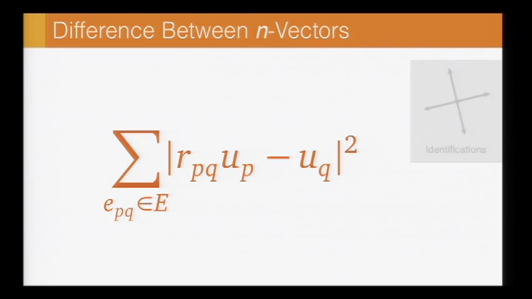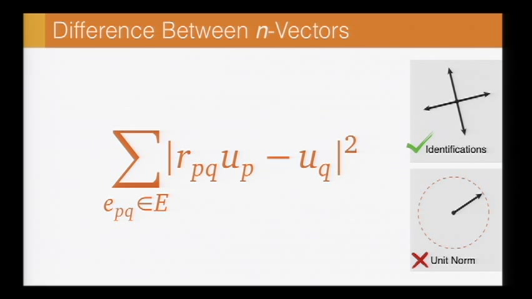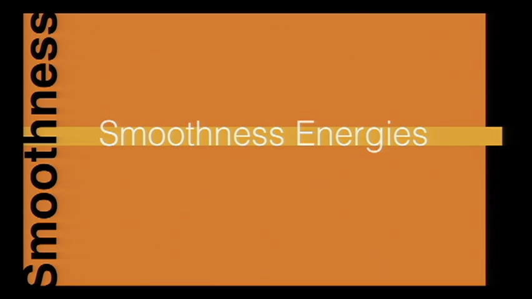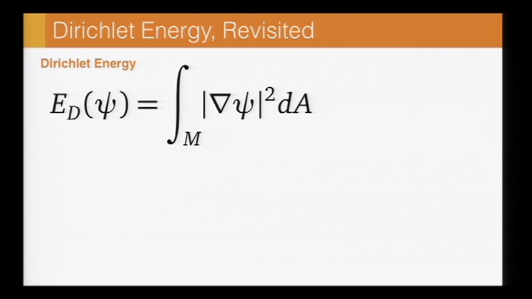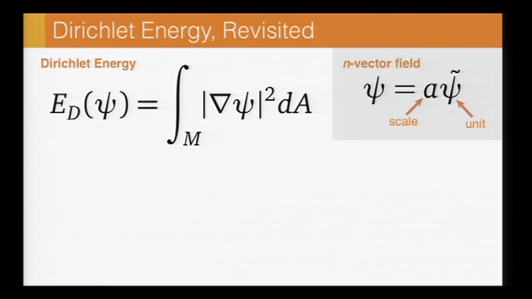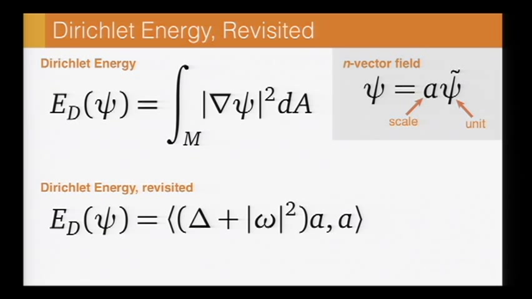So far we've dealt with this issue of identifications, but we haven't done anything about this unit norm constraint. And so to figure that out, let's take a step back and look at things again in the smooth setting. So typically we write this Dirichlet energy as just the norm of the gradient squared. But if we break our field apart into two parts, a unit field, psi tilde, and a scale factor a, then it's not hard to show we can also write this energy as a sort of quadratic form involving the Laplace operator and the angular velocity, meaning how quickly this unit field rotates as we travel along the surface.